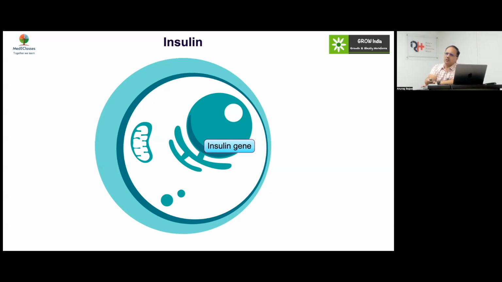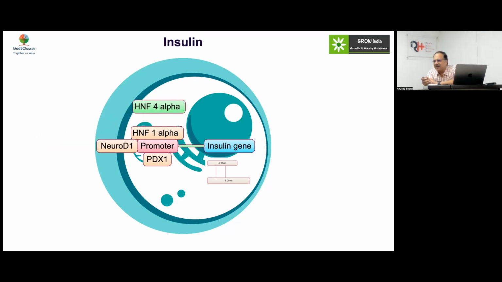Insulin is produced via the insulin gene, and we know that it's produced as a pre-pro compound. So you have preproinsulin to proinsulin to insulin, which is converted via the proconvertase enzyme. Insulin has two chains, A chain and B chain, which are linked via bonds. There are specific promoters which act in this pathway: HNF1 alpha, PDX1, NeuroD1, and HNF4 alpha. These are more important when we discuss monogenic forms of diabetes. But what is the relevance of HNF1 alpha and 4 alpha from a hypoglycemia perspective?